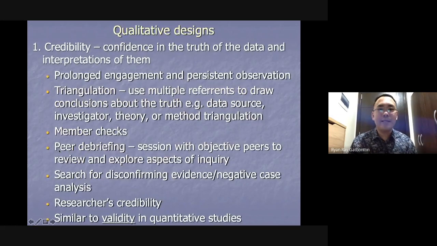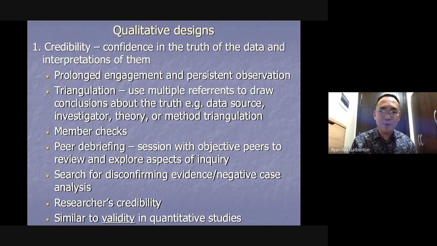So the first criterion of trustworthiness is yung tinatawag na credibility, confidence in the truth of the data and interpretations of them. Dapat totoo yung nakukuha mong data. So credibility is somehow similar to validity in quantitative study kasi this pertains to the truthfulness of the data, that you are confident that it is true.